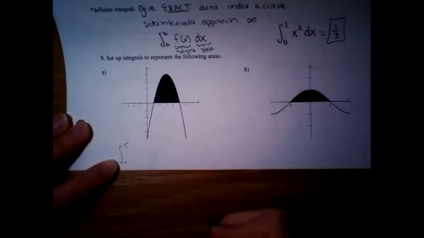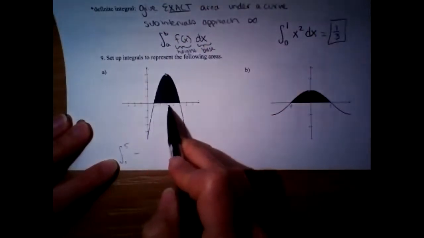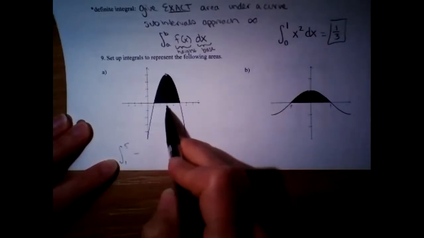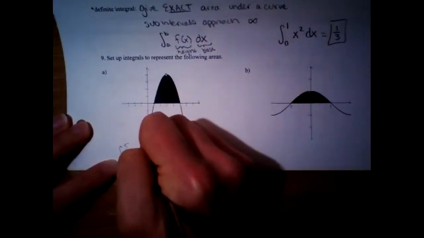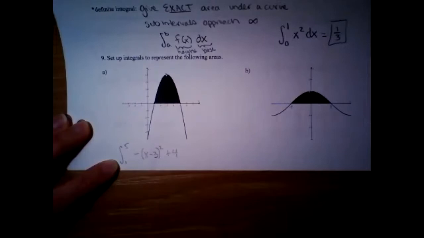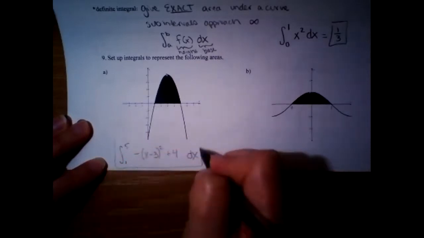And then you just have to figure out what that function is and then put dx at the end. So this is an upside down parabola. I'm going to need a negative since it's upside down. And this vertex, it looks like we went right 3 and up 4. So if we go right 3 and up 4, this is really just remembering your transformations. Right 3 and then up 4 is going to look like that. And I put the squared in to make it a parabola. You put dx at the end, that's it.